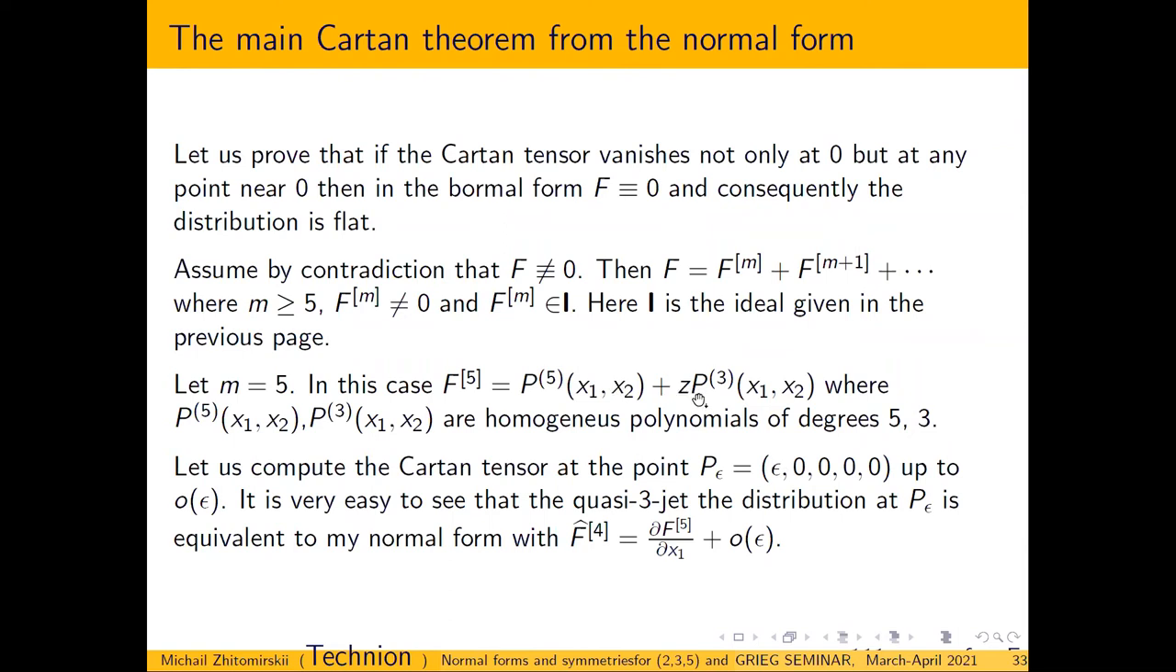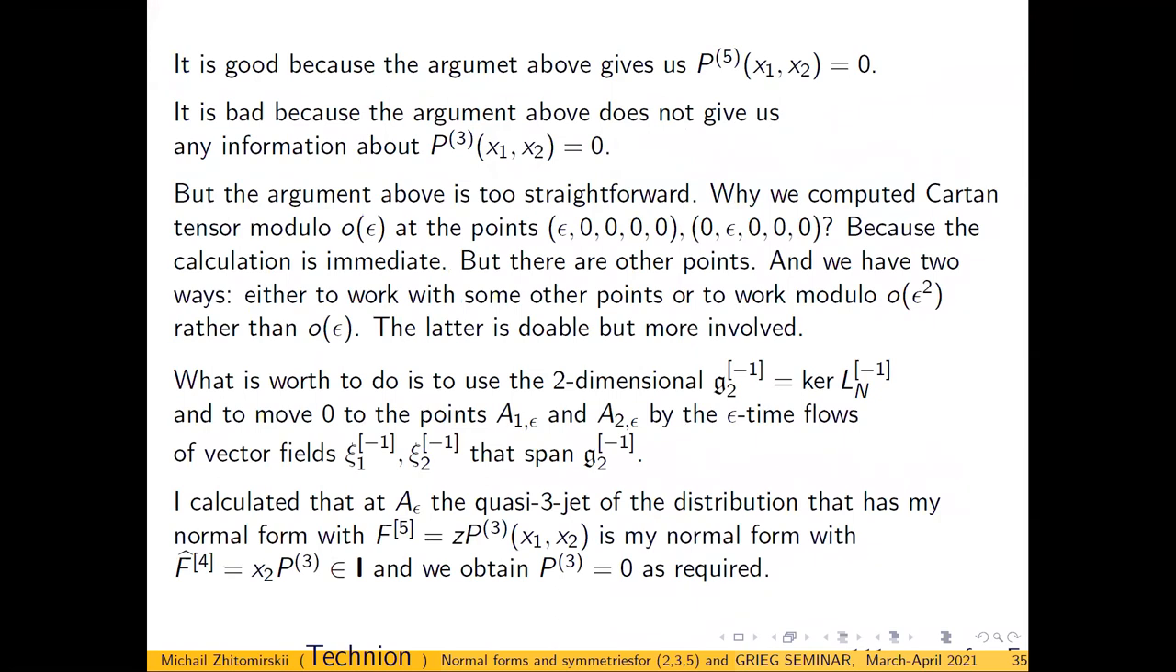But the other side of the medal is that this argument doesn't give us any information about this homogeneous degree 3 polynomial. It doesn't come out in this way. Why doesn't it come out? Because this argument was too simple. I took just these two points, because for them the computation is immediate, but the Cartan tensor, by our assumption, vanishes identically, not only at these two points.